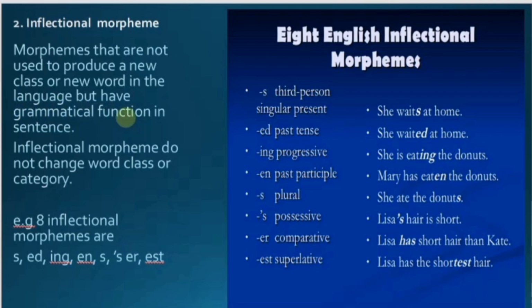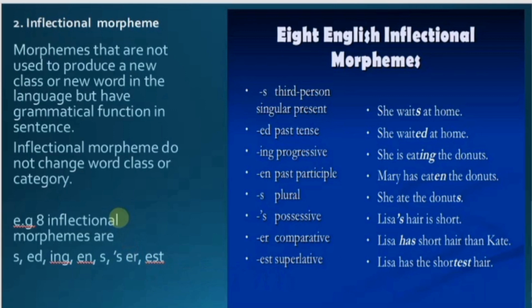There are 8 inflectional morphemes in English, like s, that we use for the third person, ed we use in the past tense, ing to show progression, en to show past participle, and s to show plurality, and apostrophe s to show possessiveness, and er to show comparison, and est to show superlative degree. So these are all examples of inflectional morpheme.